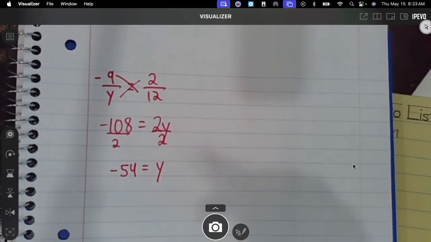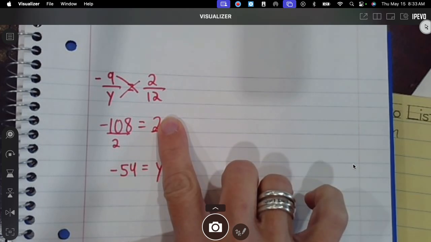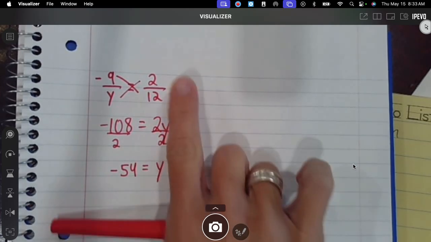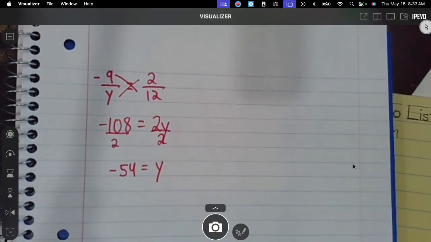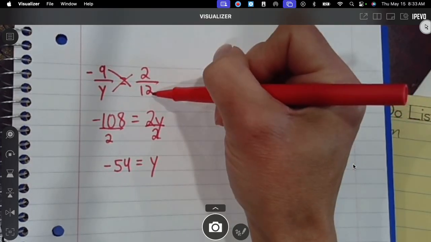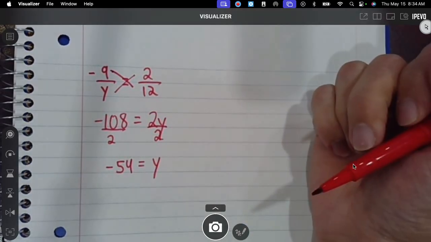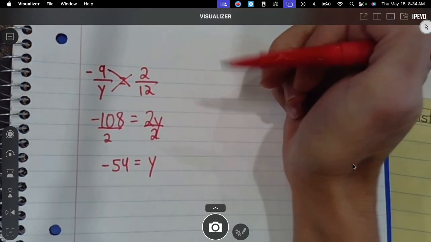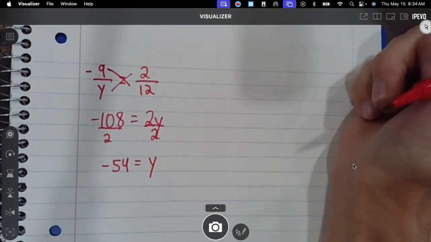I did 2 divided by 12, and then I multiplied -9 times 6. But where'd you get 6 from? Because 2 divided by 12 is not 6. I don't know how I got 6. I got -54. Unless you said 2 times 6 is 12, -9 times 6 is -54. That's another way. Be careful. Go back and check your answer when you do it. I mean, you got the answer.